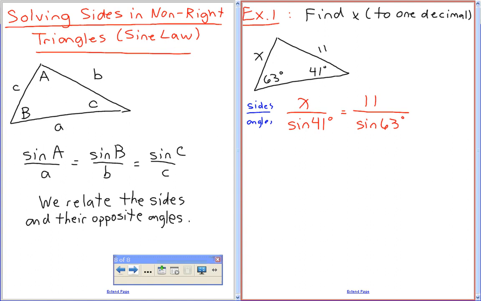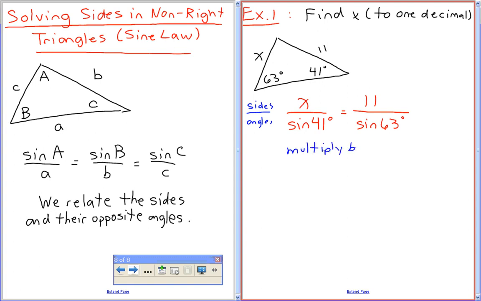Now we're so close, yet so far. How do I get x by itself? Can you cross multiply? You can't cross multiply. There's an easier way. All the easier way is this. I just want to get plain x. I only have to get rid of the divided by sine 41. How do I get rid of a divided by sine 41? What's the opposite of dividing? Multiply. So all you can say is, multiply by sine 41.